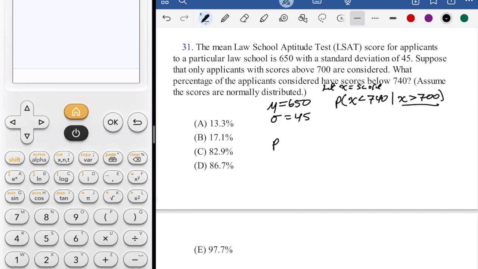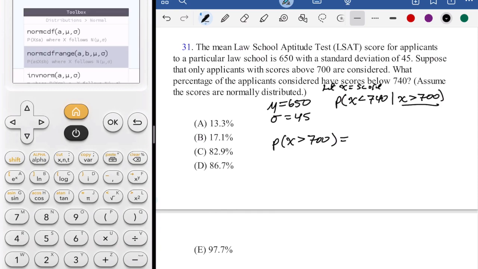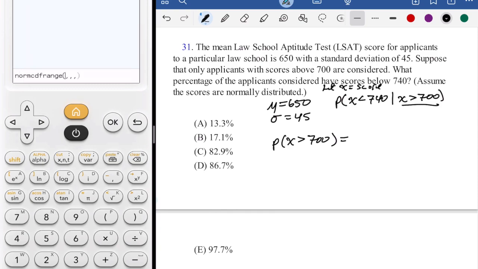So the probability that X is greater than 700. That would be a norm CDF. We do norm CDF range if you want. All right, so let me bring that up. Oh, I already had it. Norm CDF range, low bound 700, upper bound something big, mean, standard deviation. So we're talking about in the neighborhood of about 0.133.